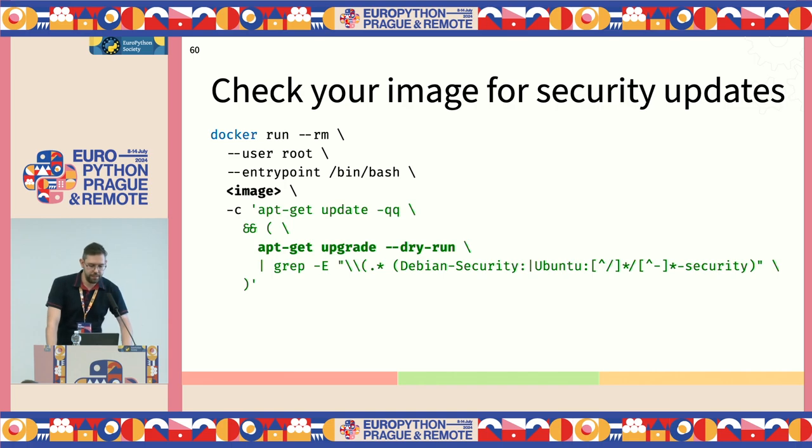You can also check if there are any security updates to apply to an existing image. This can be done by running an apt-get upgrade in a temporary container from your image. If security updates can be installed, this command will finish with exit code 0 and will have a non-empty output. Otherwise, it will exit with exit code 1. I will share the slides, so don't worry about the command. You can perform this check in your build automation and rebuild your image only if there are updates available.